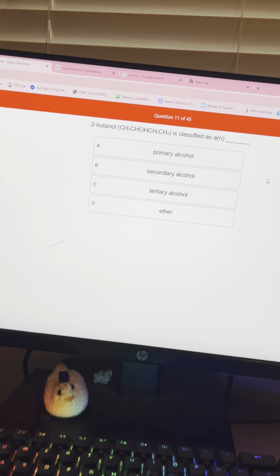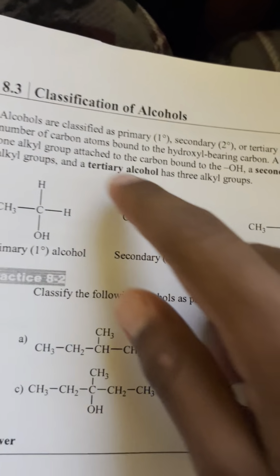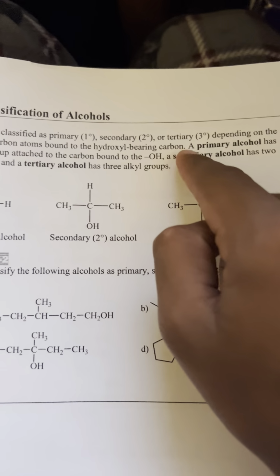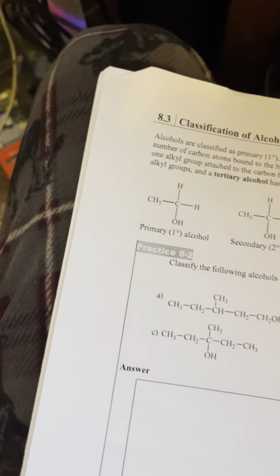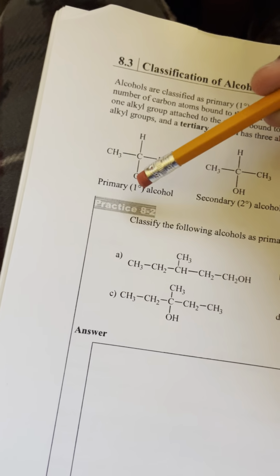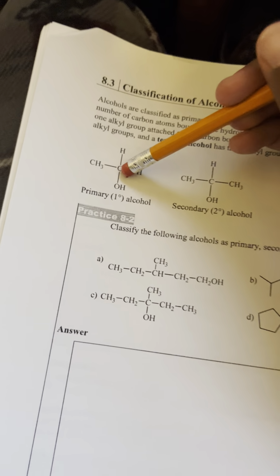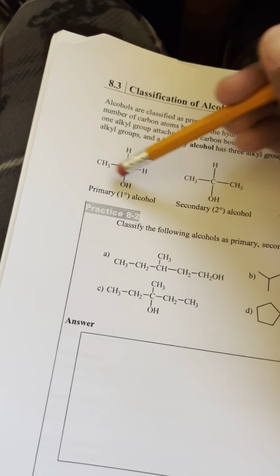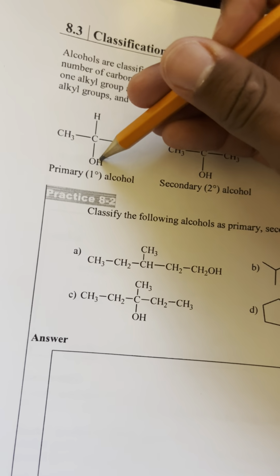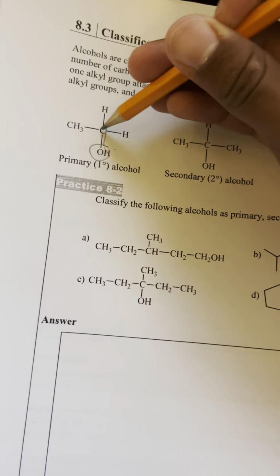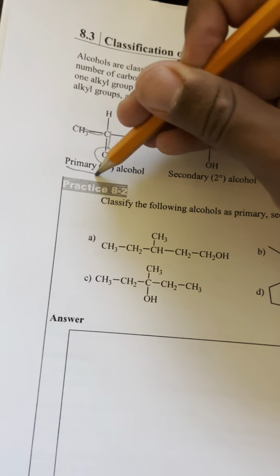All right. Now, different alcohols have different classifications. So there are 3 different classifications: primary, secondary, and tertiary. So a primary alcohol, if this is the alcohol right here, the carbon that the alcohol is attached to is only attached to 1 other carbon. So you see, this is the alcohol. It's attached to the carbon, which is only attached to 1 other carbon over here, which makes it primary.